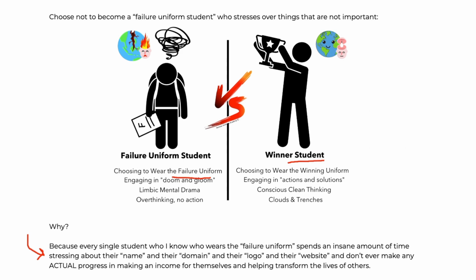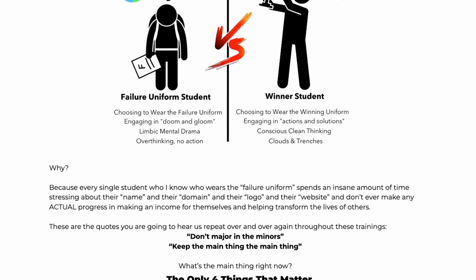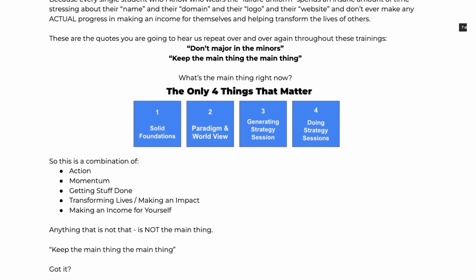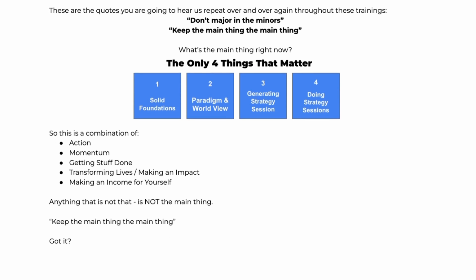So there's no problem with being a beginner and an amateur and misdiagnosing and thinking that you should spend more time on this. The issue, and when you actually become a failure uniform student, is when you let the overthinking and the overcomplicating stop you, okay? That's when you actually start wearing the failure uniform. And so these are the two quotes that you are going to hear us repeating to you over and over and over again throughout these trainings. Number one, do not major in the minors. And number two, keep the main thing the main thing.